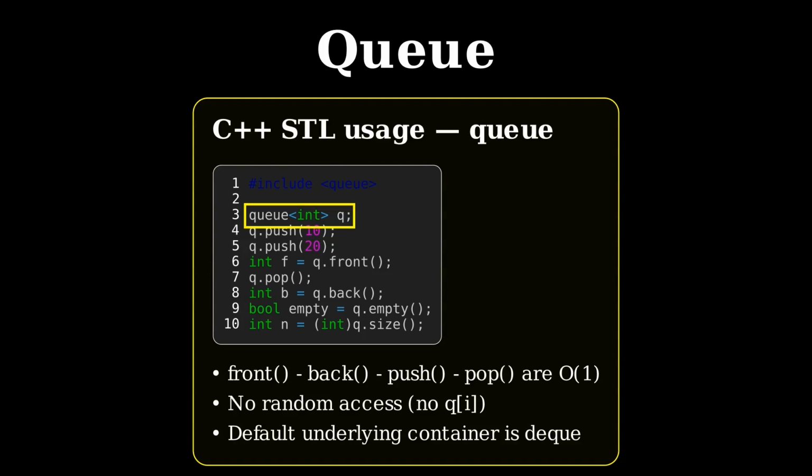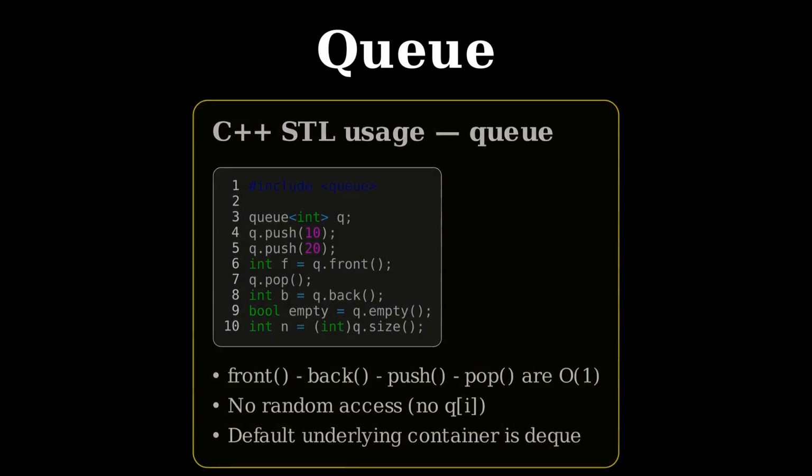We use push to add to the back of our queue and pop to remove the element in the front. And we are able to access the front and the back of our array using these syntax.